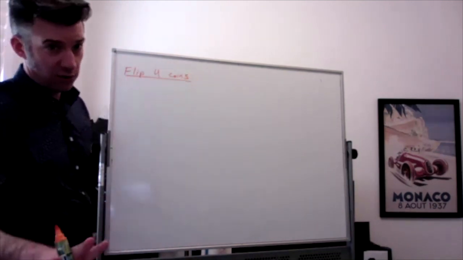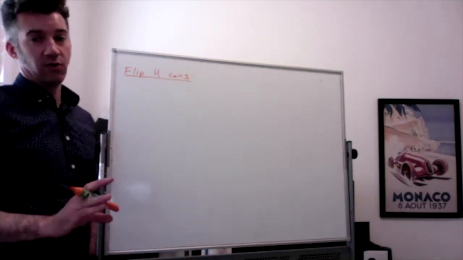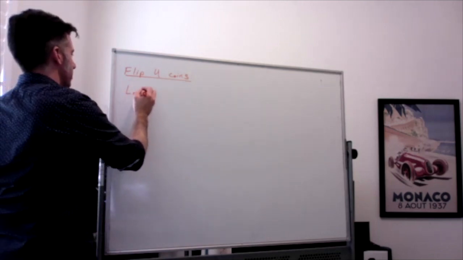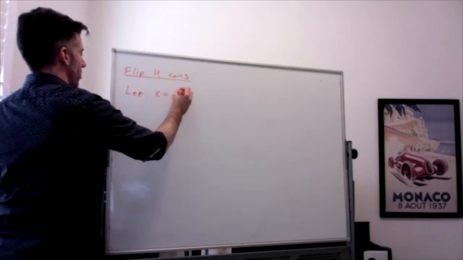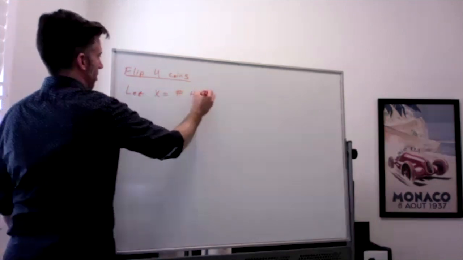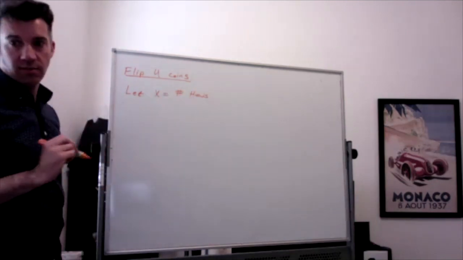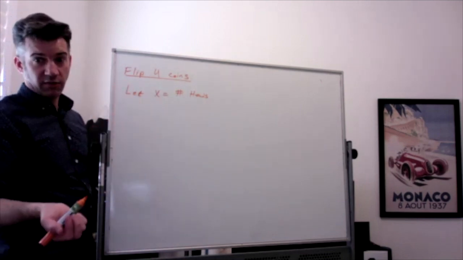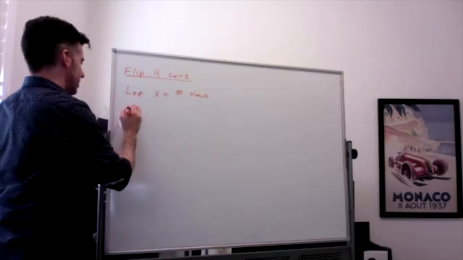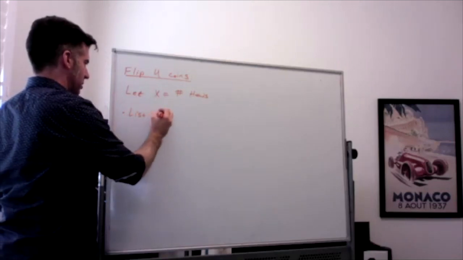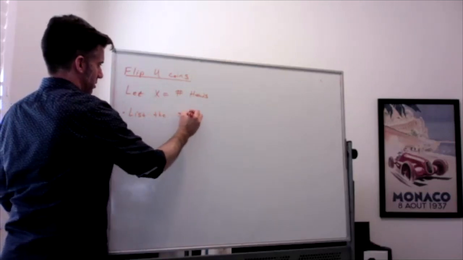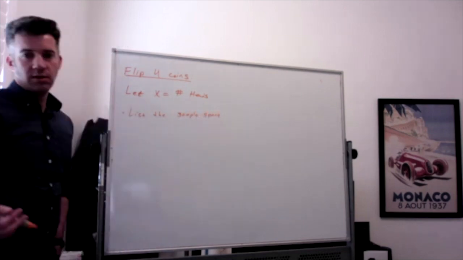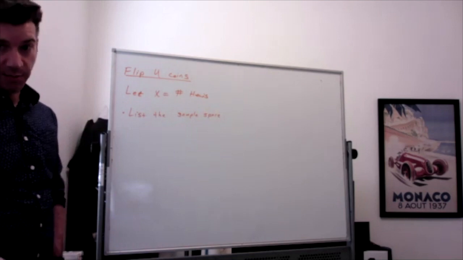4 fair coins, where there's an equal chance of a coin coming up heads or tails. Let X equal the number of heads that come up. Let's find the probability distribution for X. First we're going to list the sample space, meaning the set of all things that can happen.